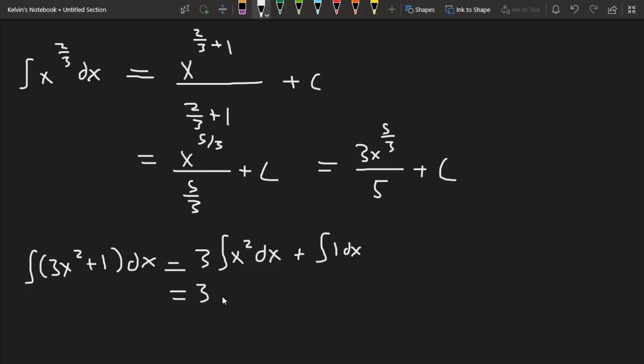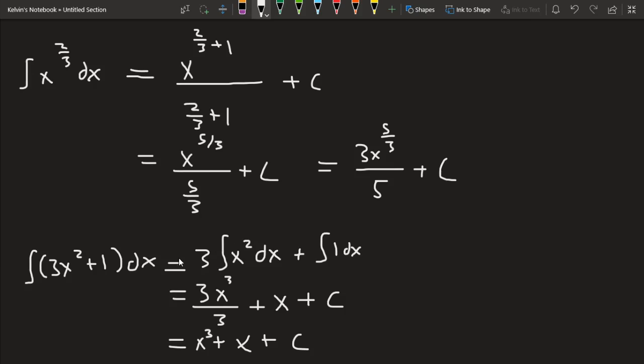and this is equal to 3x cubed over 3 plus x plus c, and this right here can be rewritten as x cubed plus x plus c, like so.